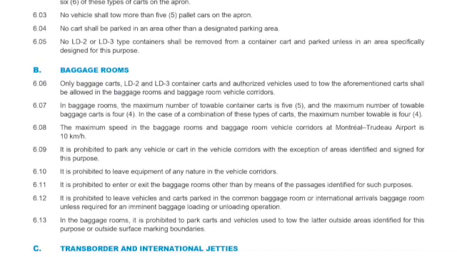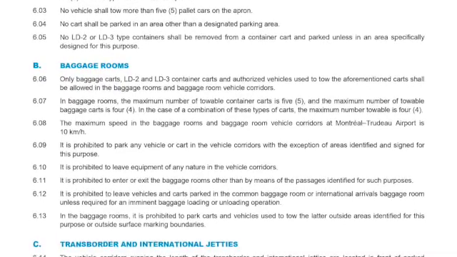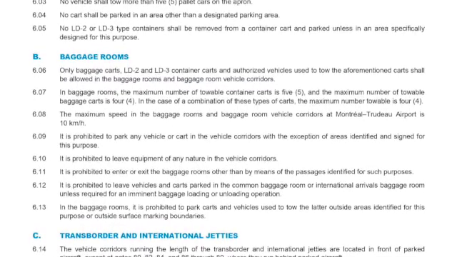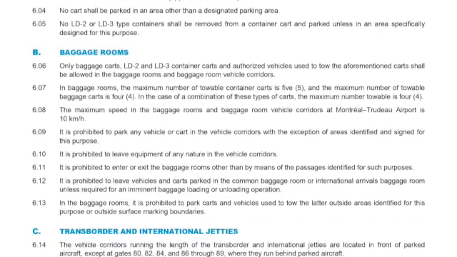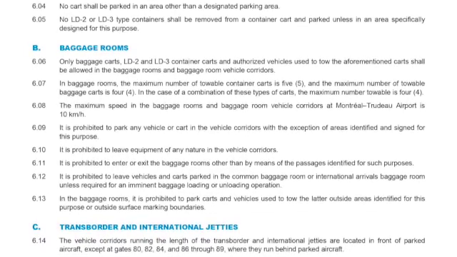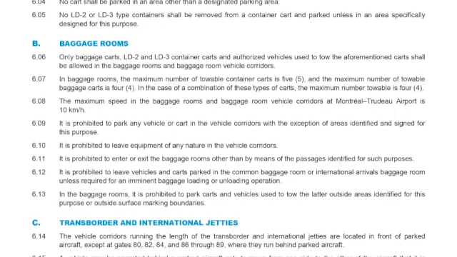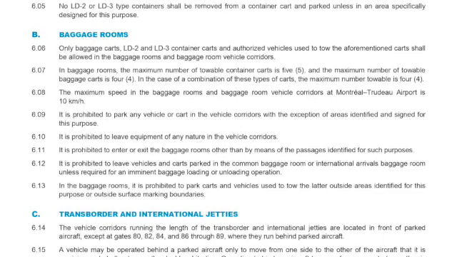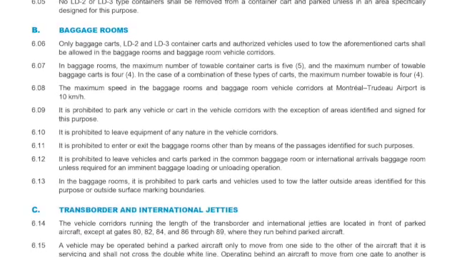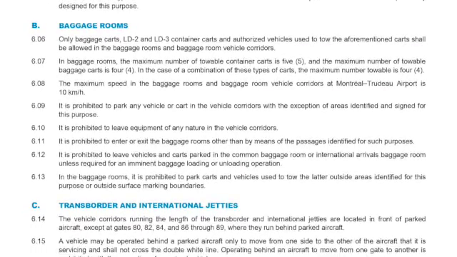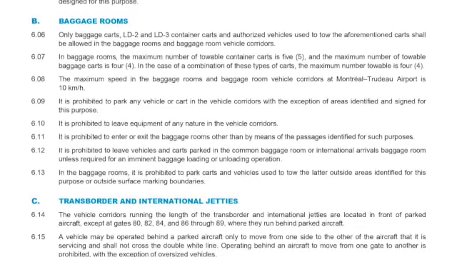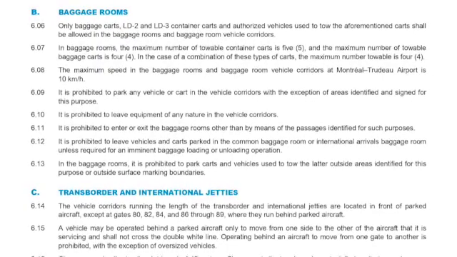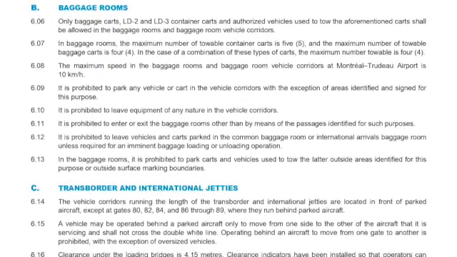6.10. It is prohibited to leave equipment of any nature in the vehicle corridors. 6.11. It is prohibited to enter or exit the baggage rooms other than by means of the passages identified for such purposes. 6.12. It is prohibited to leave vehicles and carts parked in the common baggage room or international arrivals baggage room unless required for an imminent baggage loading or unloading operation. 6.13. In the baggage rooms, it is prohibited to park carts and vehicles used to tow the latter outside areas identified for this purpose or outside surface marking boundaries.